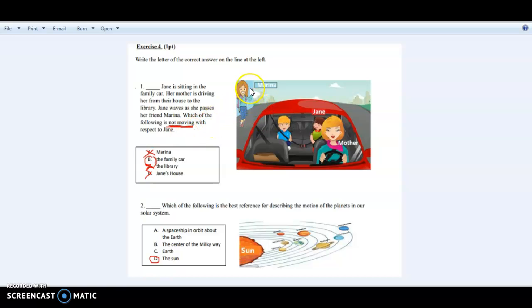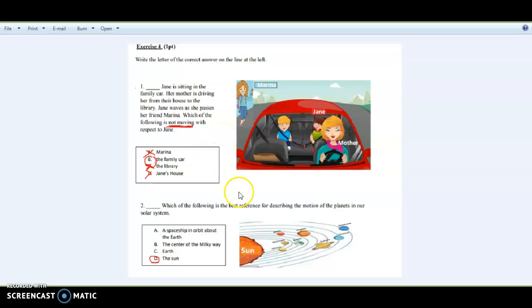Marina appears to be moving away with respect to Jane. Jane's house is moving away from Jane because she left the house and she's moving away from it. The library appears to be moving closer to Jane because her mother is driving her to the library. However, the only object that is motionless with respect to Jane is the car itself, because Jane is not changing her seat. That's why the car appears to be not moving with respect to Jane.